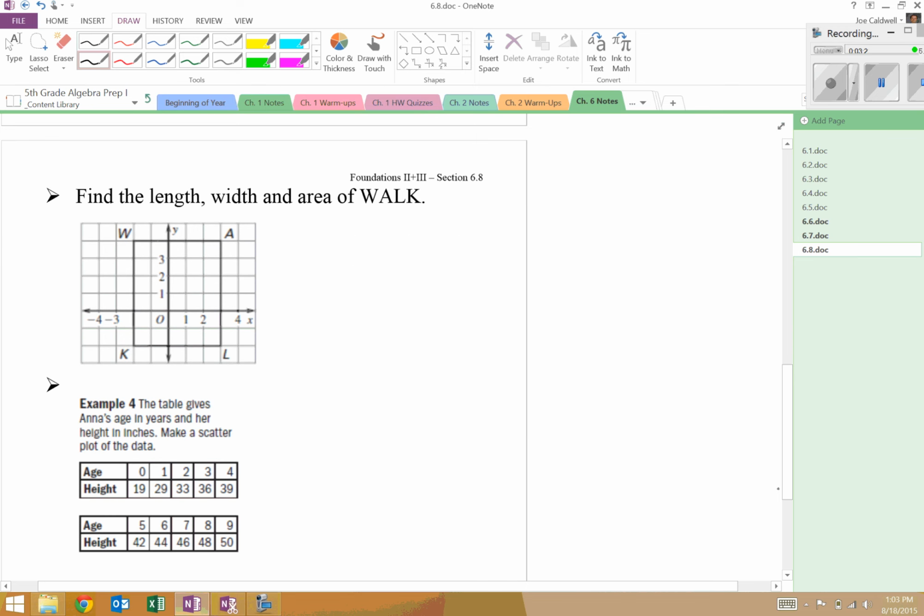To find the length and width here, we can count the squares. So we could go 1, 2, 3, 4, 5, and 1, 2, 3, 4, 5, 6, which would be an area of 30. And we're just going to call it units, and it's area squared, right? 5 times 6.